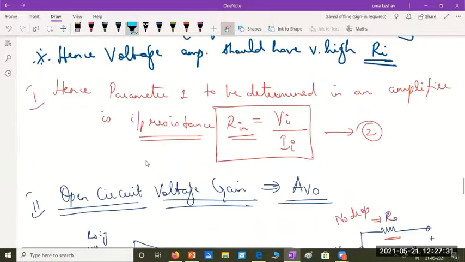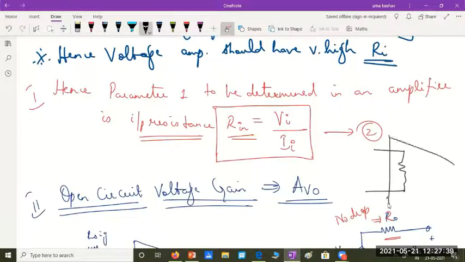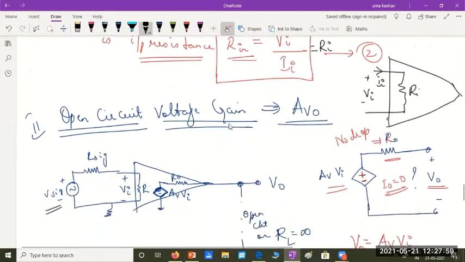And in this case, what is the value? In the input side of the amplifier, what is the resistance I have here? I have the resistance Ri. The voltage coming here is Vi and the current is Ii. So this Rin is equal to Ri in this particular case. So we have determined the resistance offered on the input side of the amplifier.